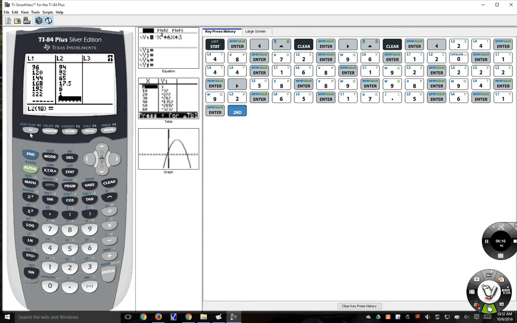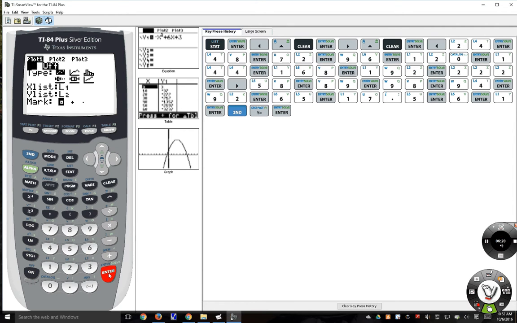So we go second Y equals, just like he said. Go into one of the plots. You would need to turn it on. You would need to make sure it's a scatter plot, which is that first type. My lists are list 1 and list 2, depending on your calculator. If your calculator doesn't have a list 1 because it was deleted or something, make sure that you're using the appropriate list 2 or list 3 or anything like that, okay? Now when you press graph, you probably still won't see this.